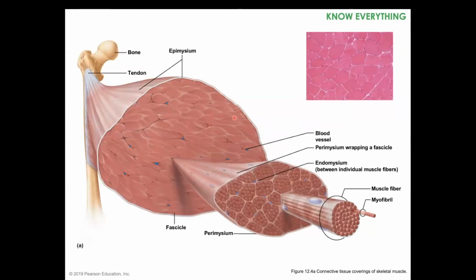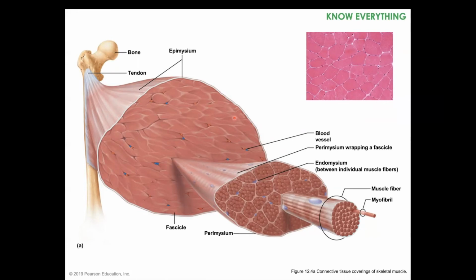And then within the fascicle is another layer of connective tissue called the endomysium. The endomysium contains bundles of individual muscle fibers. And then within each muscle fiber are tiny structures called myofibrils.